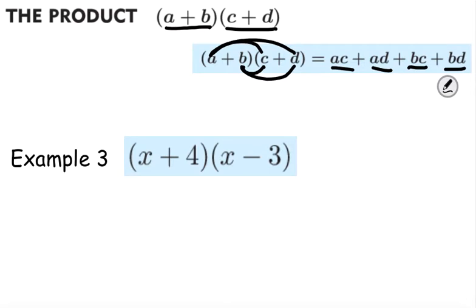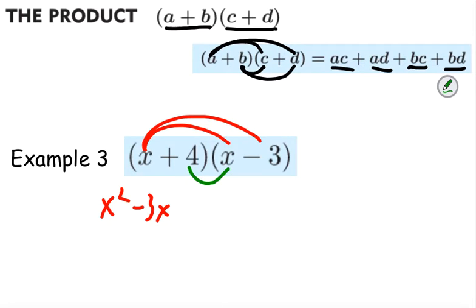So here on the first one, we're going to have x times x, that's x squared. x times negative 3 is minus 3x. Then we're going to take our next term, 4. 4 times x is 4x, and then 4 times negative 3 is minus 12.